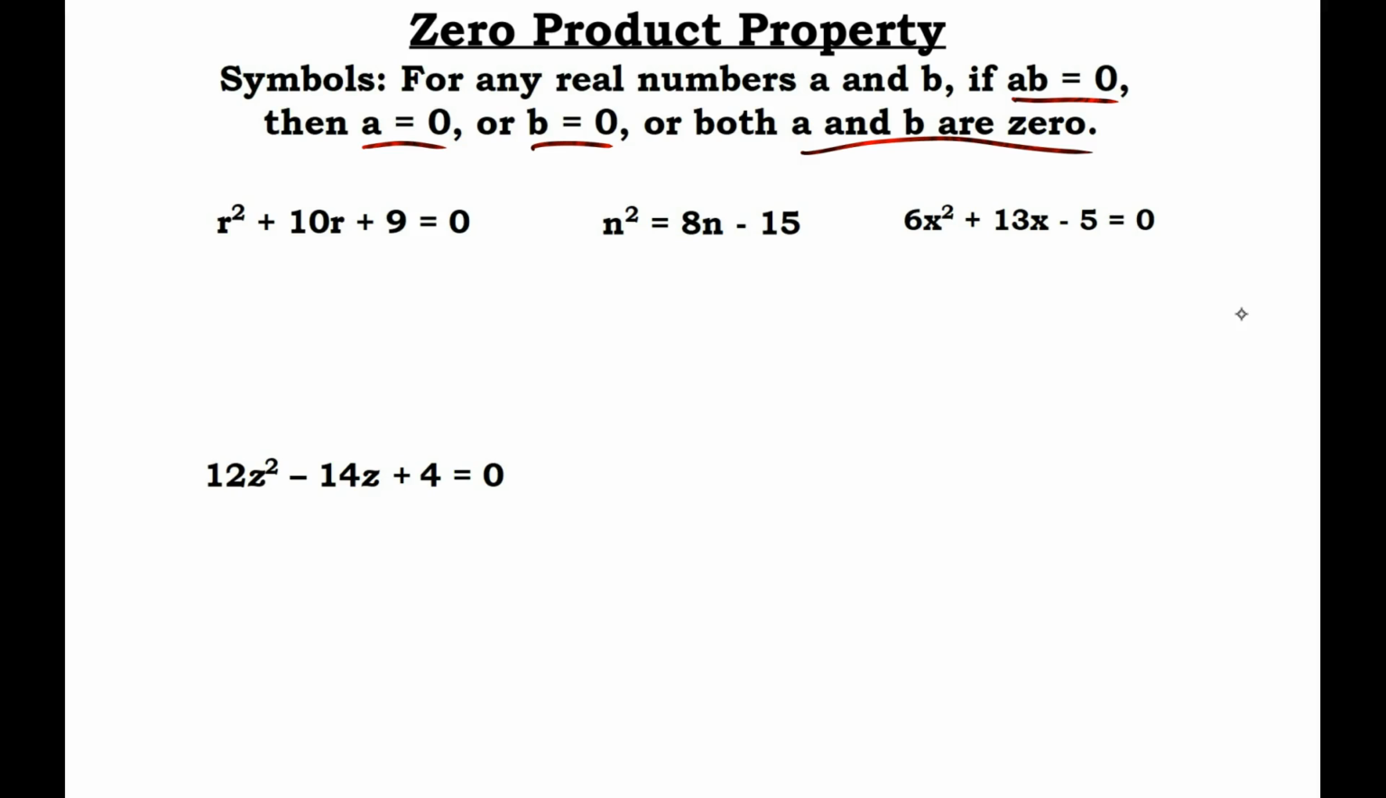So we want a trinomial like such to look like this. How can we make this trinomial look like a multiplication problem? We factor. That's how.